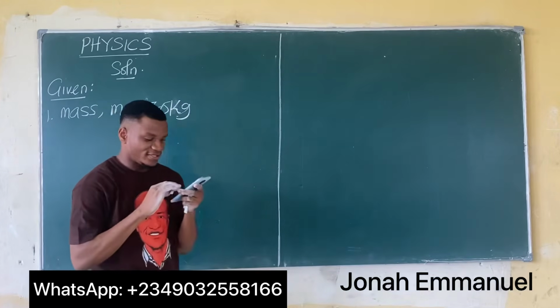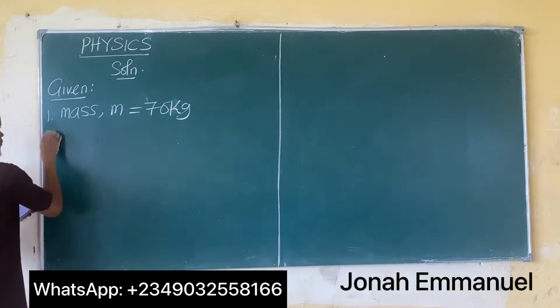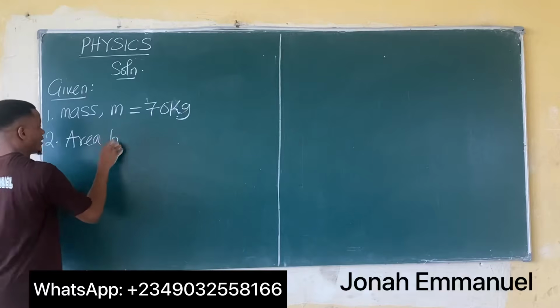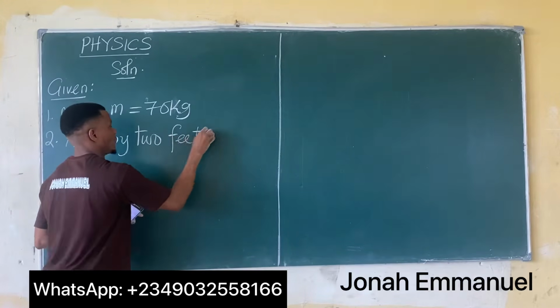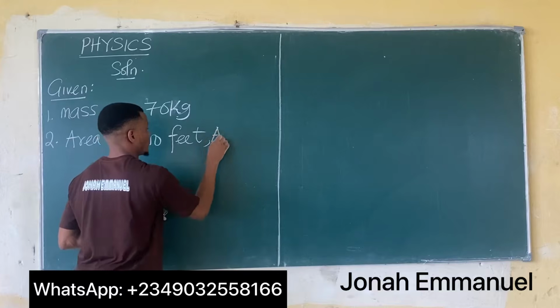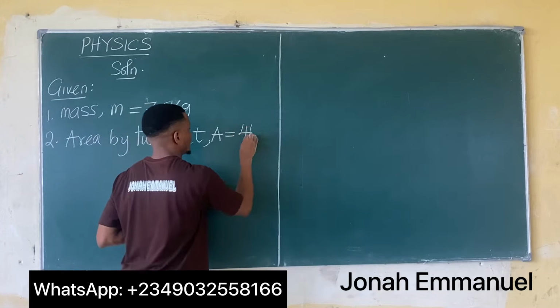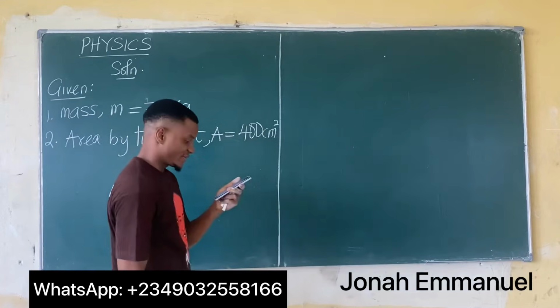Now the next one says, whose 2 feet cover an area. Number 2, the area covered by 2 feet, that's A, is equal to the said 400 cm squared.